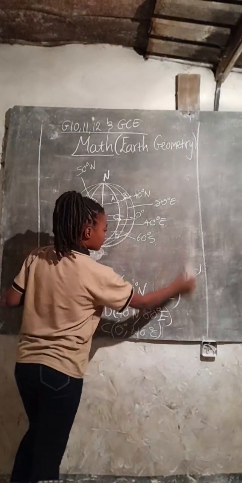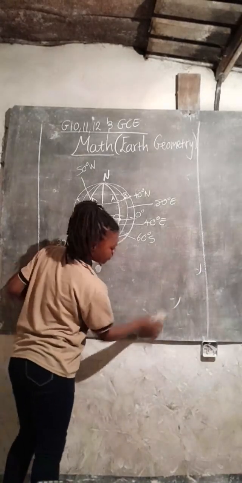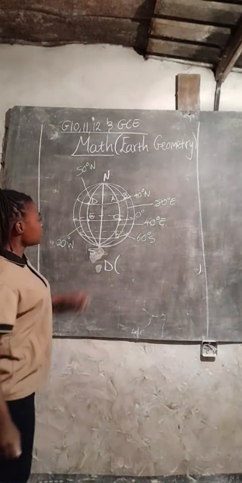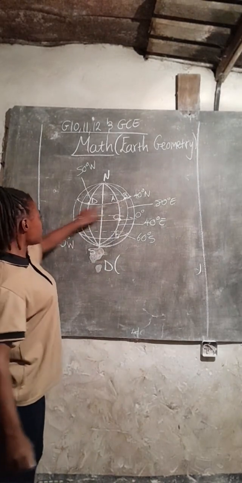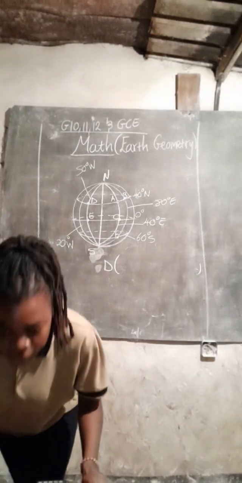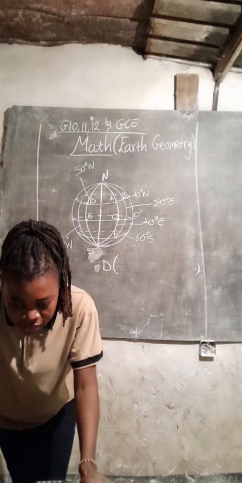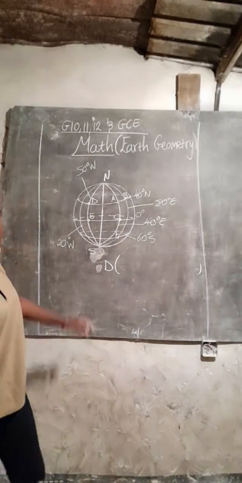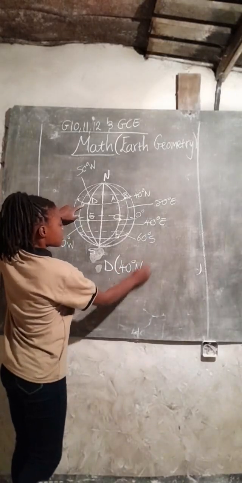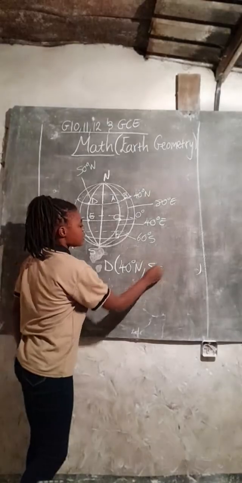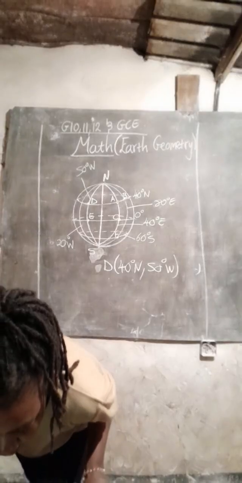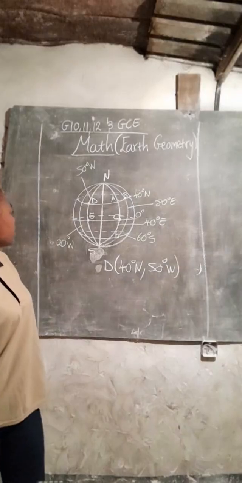Let's look for D. Quickly, people of God. D is this one. Latitude, longitude. Yes, Helen, we've answered for C. So now we're at D. D 40, 50. Rebecca is saying 40, 50. So 40 degrees north, comma, longitude 50. Yes, 50 degrees west. 40 degrees north, 50 degrees east.